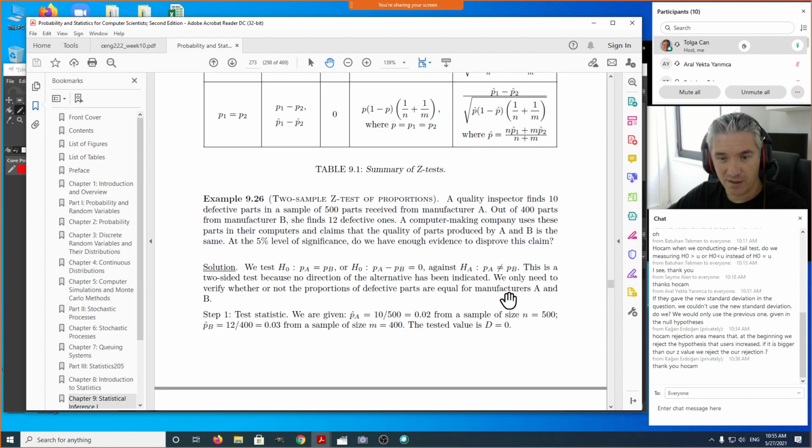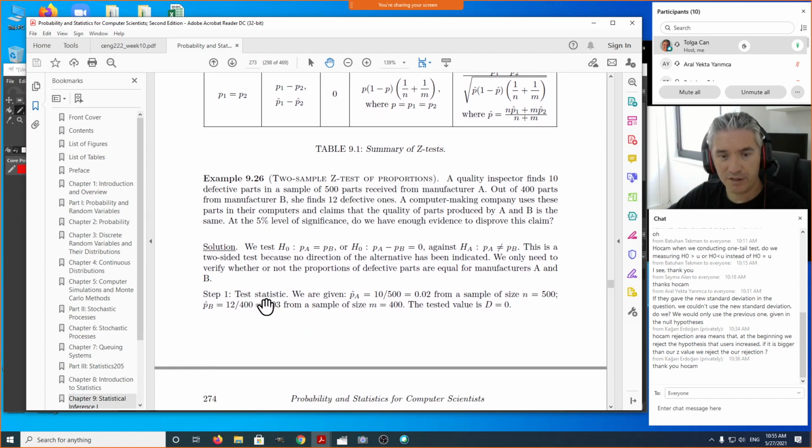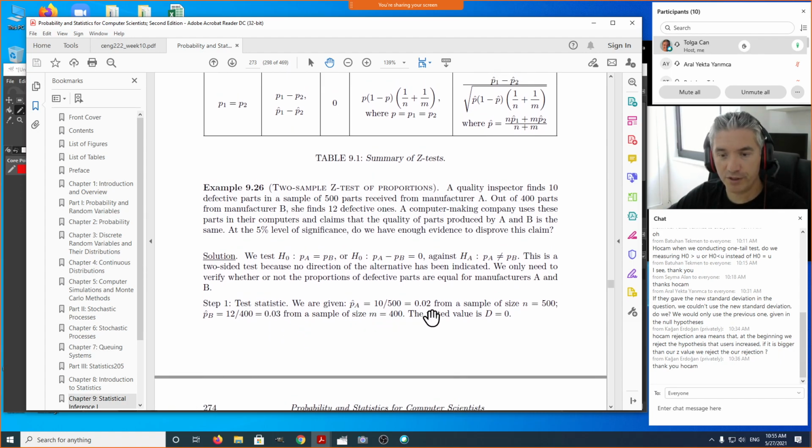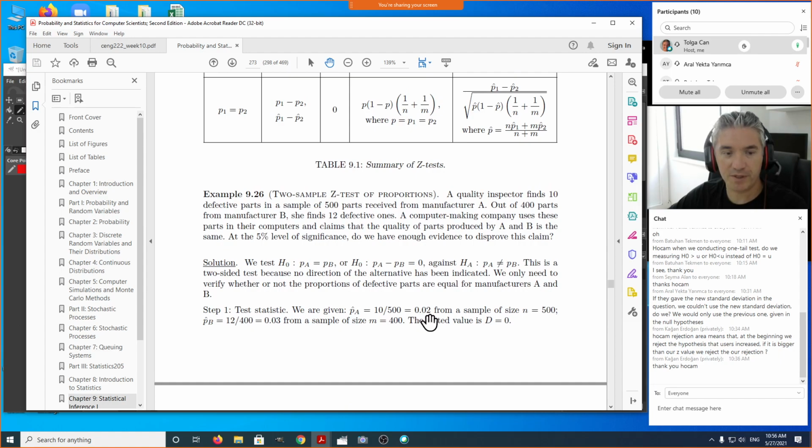Now, so we first have the test statistic. The proportion, as you can see, is 0.02 from sample 1 and 0.03, as we intuitively figured out. A smaller sample size, larger defective numbers is 0.03. So this difference is like 50% more than what this one has actually.